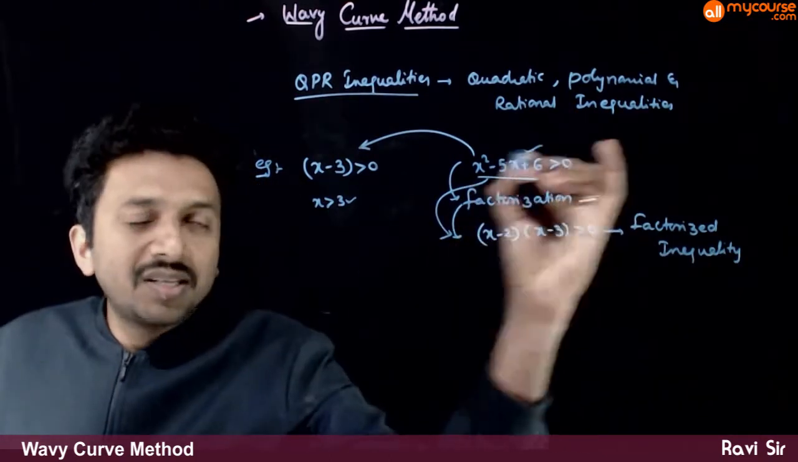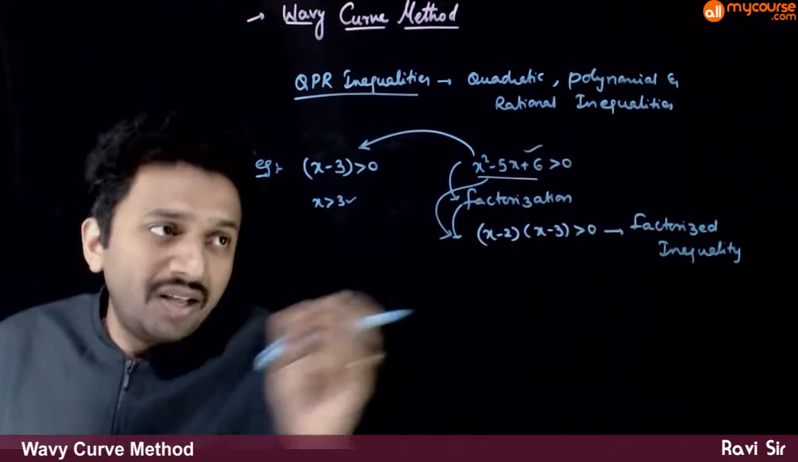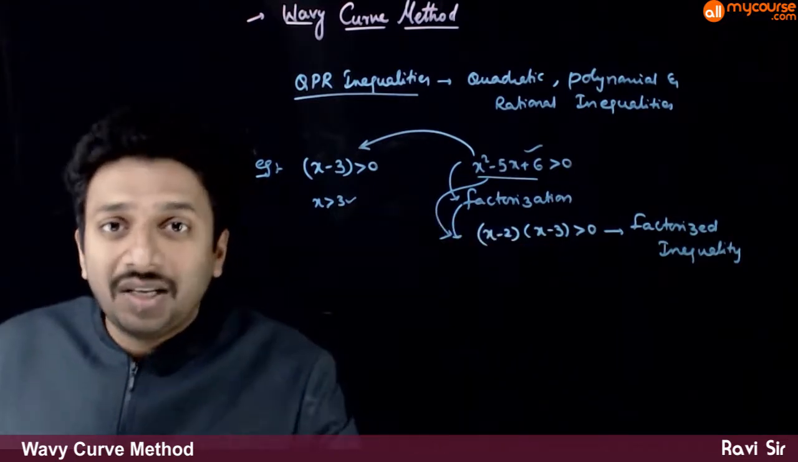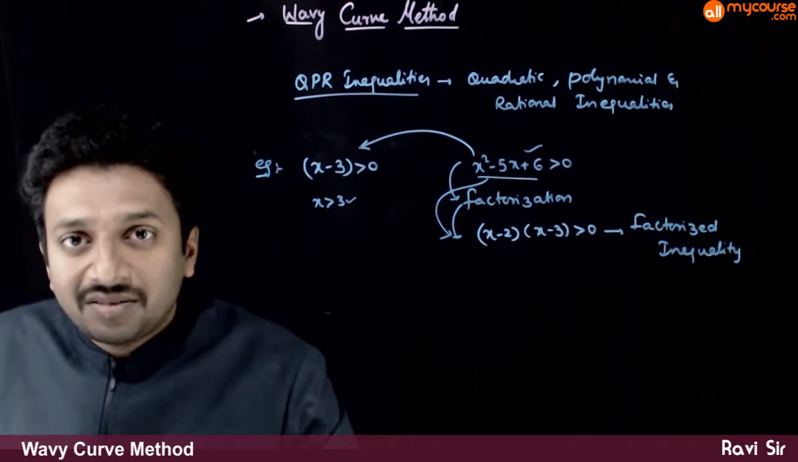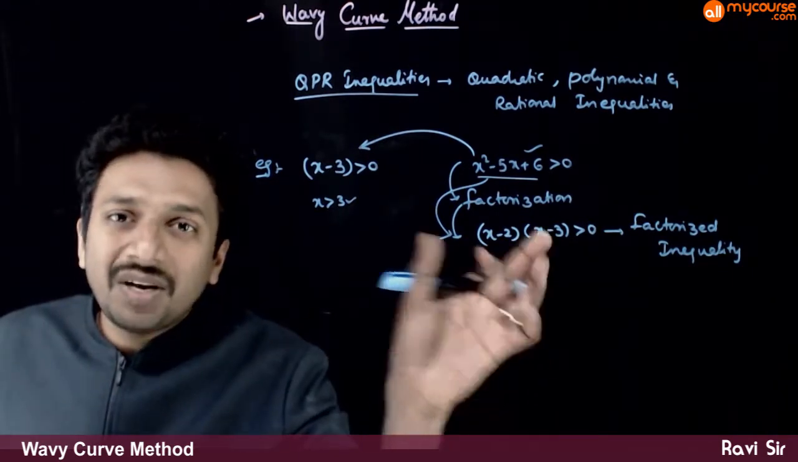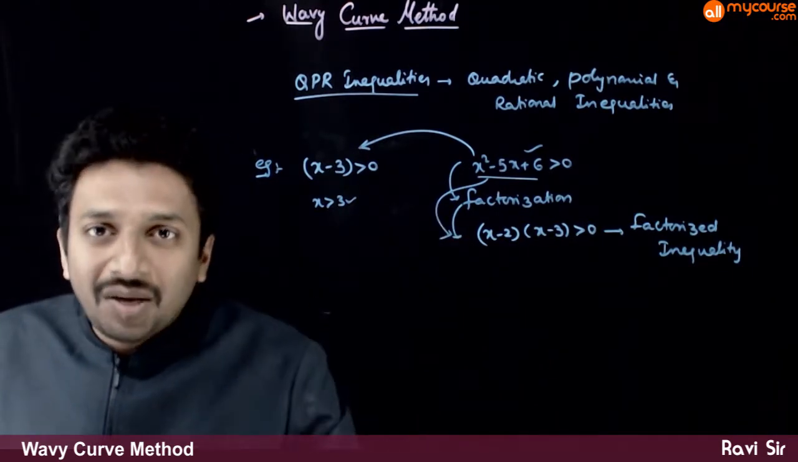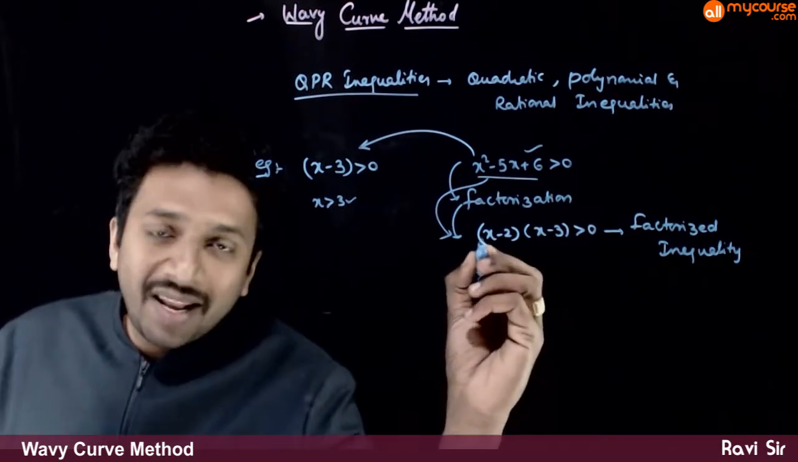Till this point, it is just a quadratic inequality. Here, it is a factorized quadratic inequality. So this has been factorized into linear factors. After doing this, it is very easy to solve this inequality. So how do I do this? I analyze it like this.